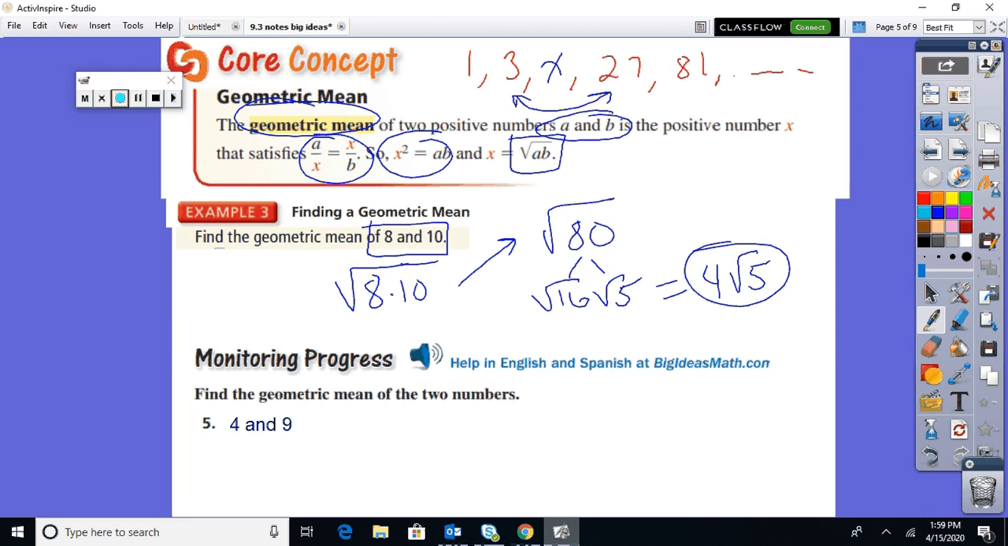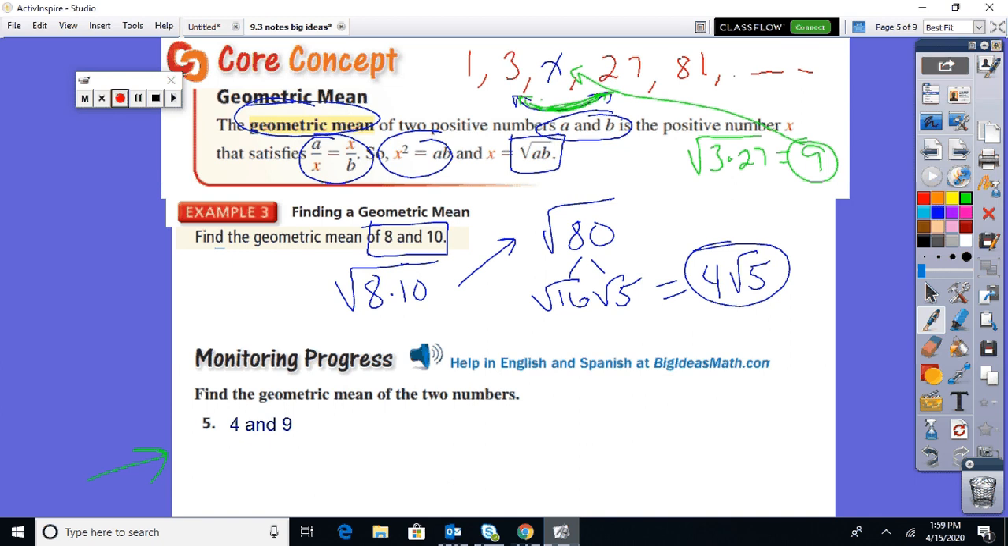If I were to do it up above here with the problem that I presented with you guys in the beginning, you'd be like, all right, well, what's the square root of 3 times 27? And that's 81. So the square root of 81, of course, is 9. 9, of course, would be your missing number. So that's where it's coming from, geometric sequences, geometric mean. And try the monitor progress here. Pause the video. See what you guys come up with for monitor progress number 5.